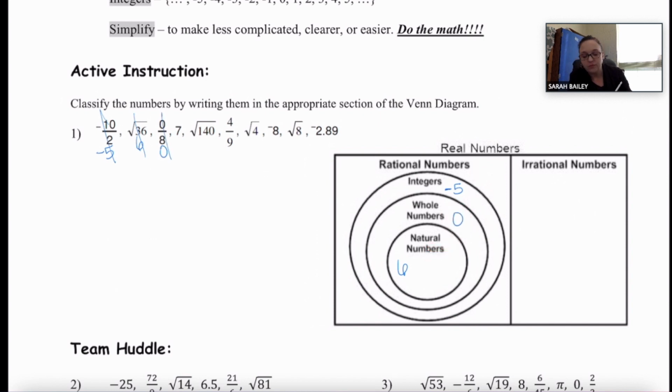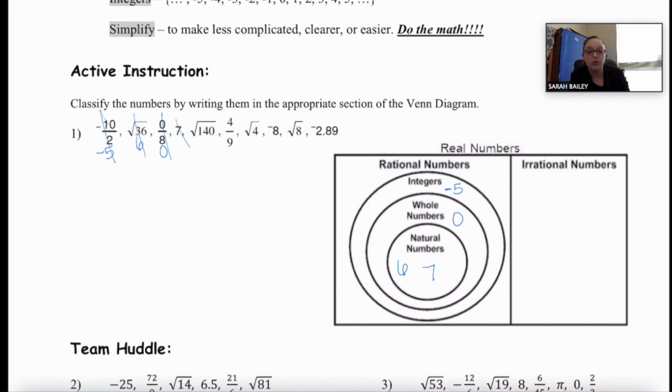Okay? Let's do the next number, 7. Is 7 irrational? Nope. Then it must be rational. So it's here. Is 7 an integer? Yes. Is it a whole number? Yes. Is it natural? Yes, because you count with it. So the 7 goes there.